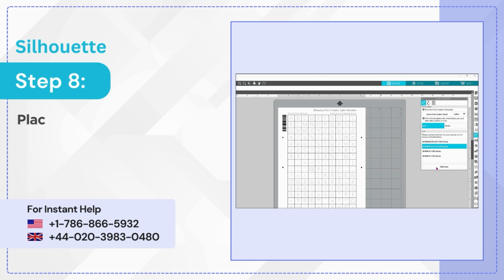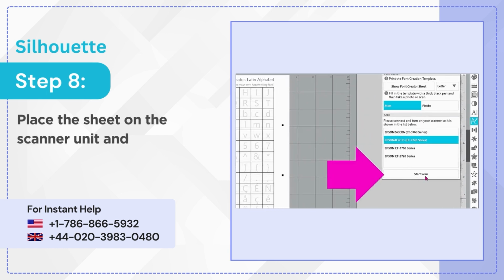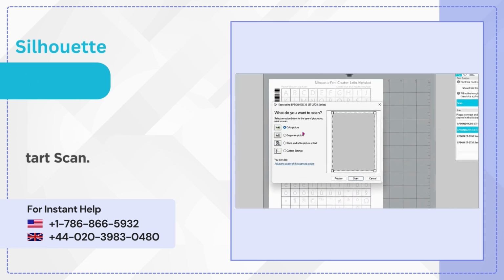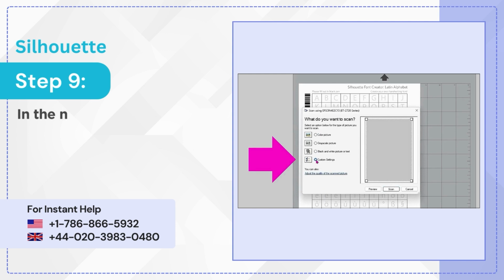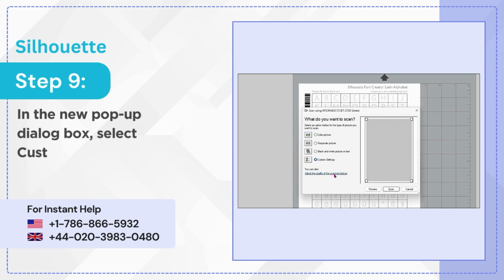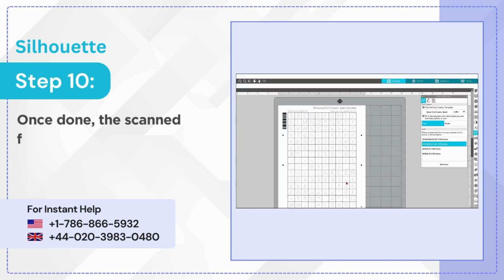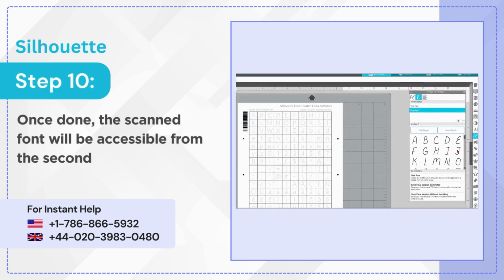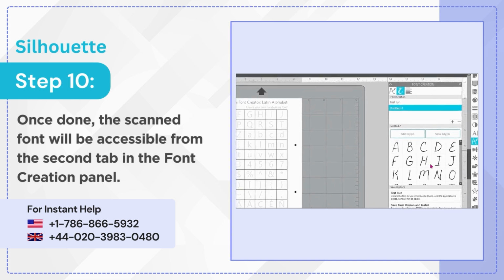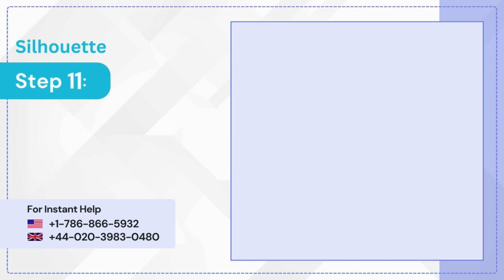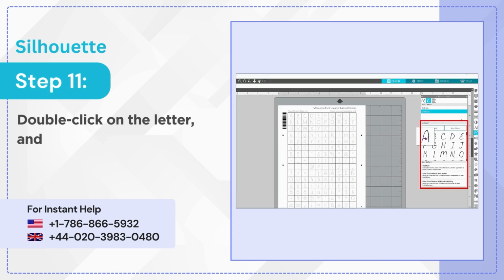Step 8. Place the sheet on the scanner unit and click Start Scan. Step 9. In the new pop-up dialog box, select Custom Settings and click Scan. Step 10. Once done, the scanned font will be accessible from the second tab in the Font Creation panel. Step 11. Double-click on the letter and it'll load in the media.